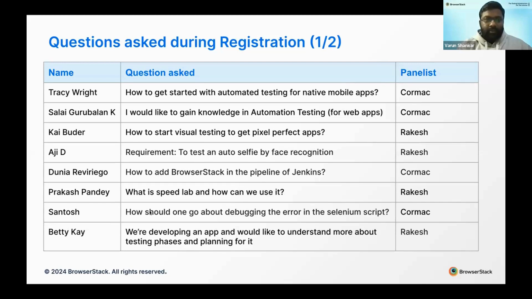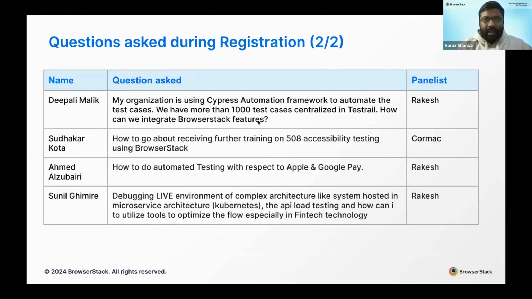Thanks for that brief on the testing phases. And moving on to the next question, I think we've just changed the slide. Dipali's organization is currently using Cypress automation to automate their test cases. They have more than 1,000 test cases centralized on TestRail, but how can they integrate with BrowserStack features? Rakesh, over to you.